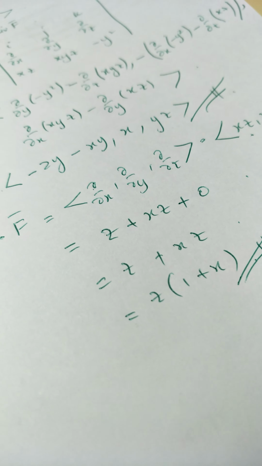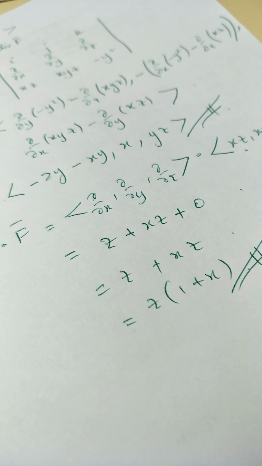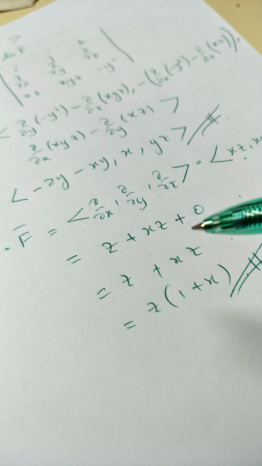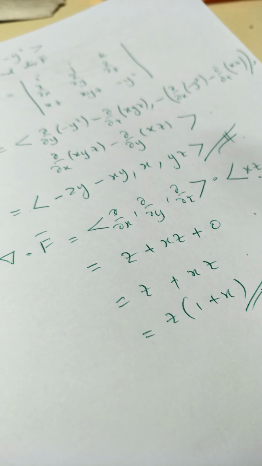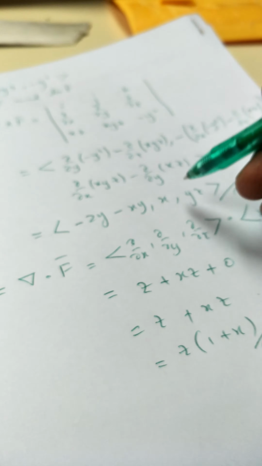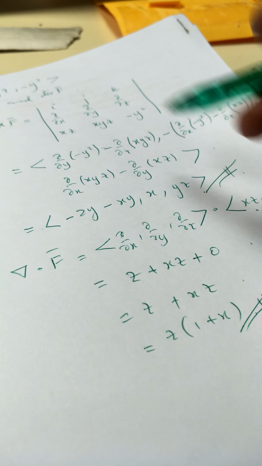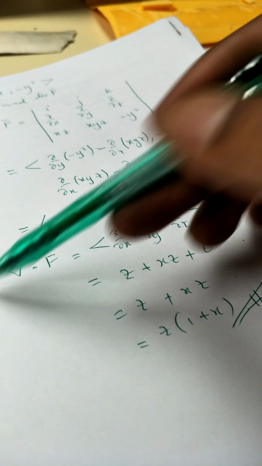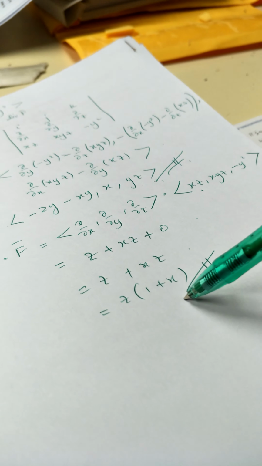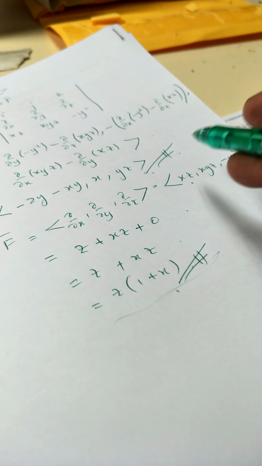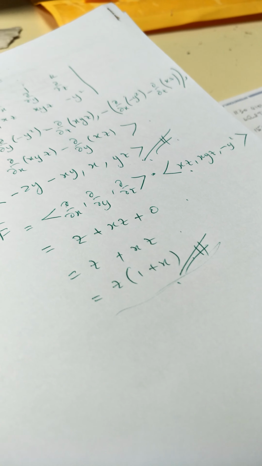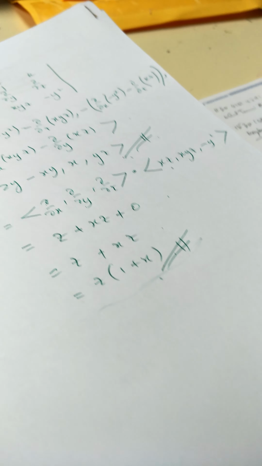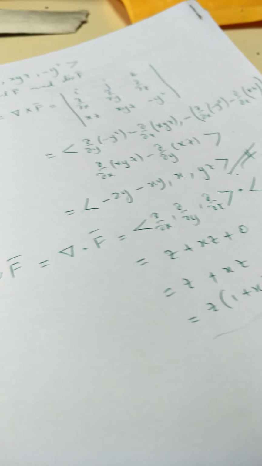So if you look at these two operations, curl and divergence, what we find is that curl will give you a vector, divergence will give you a scalar. This is a scalar, so don't get confused with this. Okay, don't get confused. Some theoretical aspects that we might want to know.